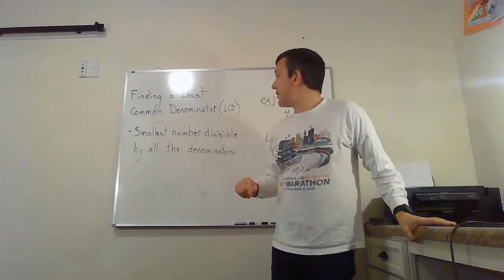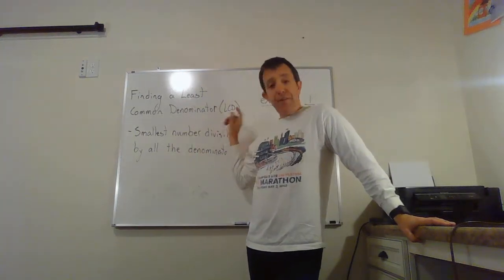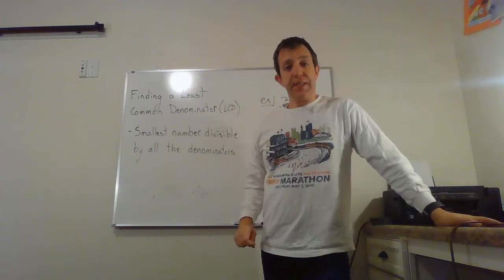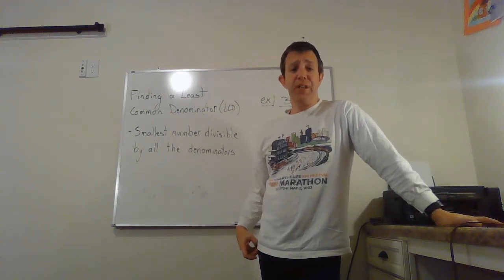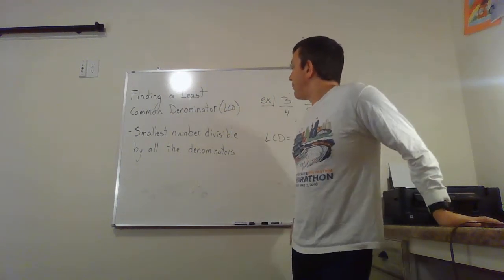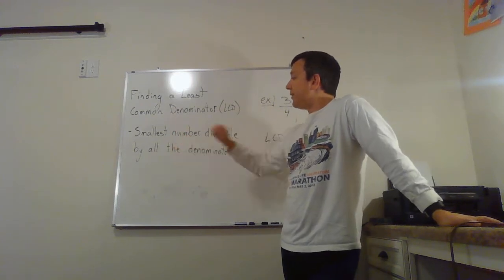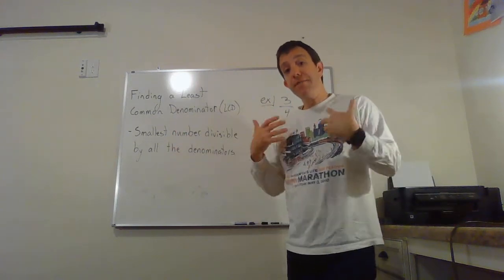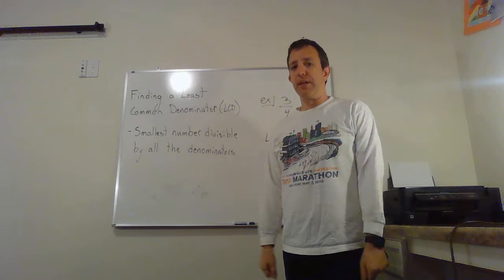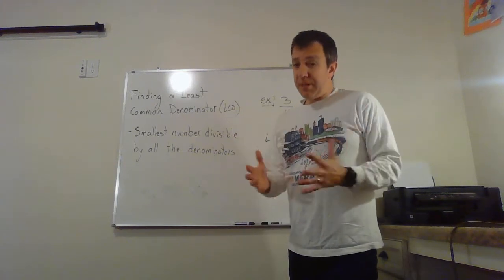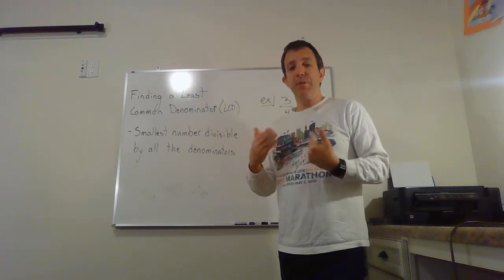So, finding a least common denominator. Hereafter, we will refer to that as an LCD because I don't want to keep writing all that out. All right, so the least common denominator is the smallest number that is divisible by all of your denominators. So we have to be a little bit careful of that. I have an example and we're going to talk about it.